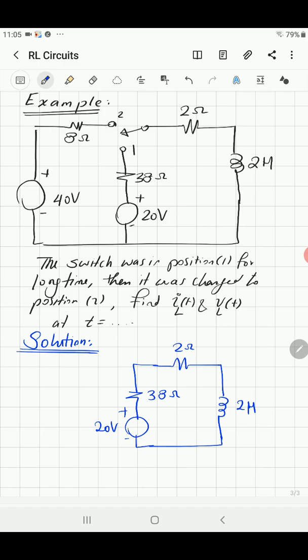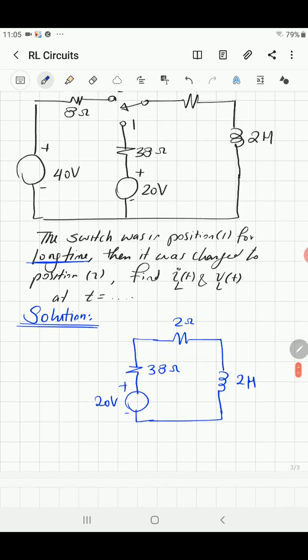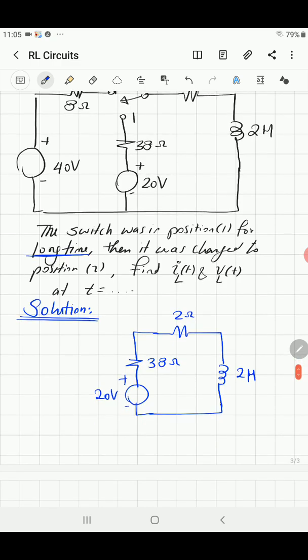Don't try to write the differential equation. Why am I saying that? Because it was mentioned that it was a steady state for a long time. Long time means steady state, and at steady state the inductor behaves like a short circuit, so we can put a wire on it. The inductor is still there, but behaves like a wire. And now the current will go in this direction.